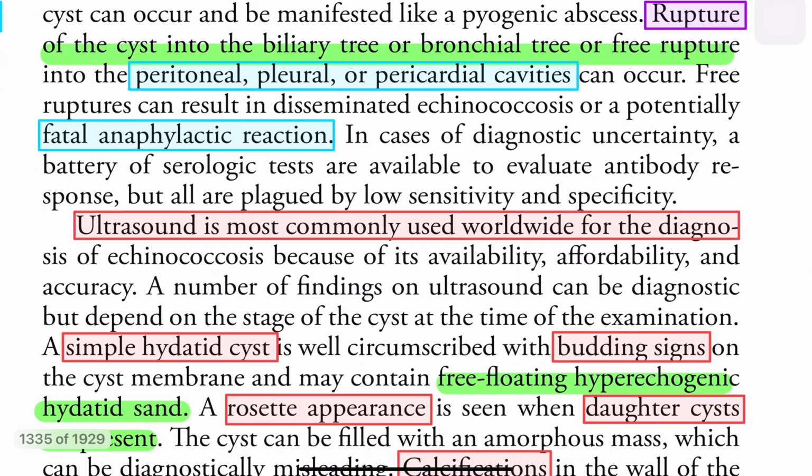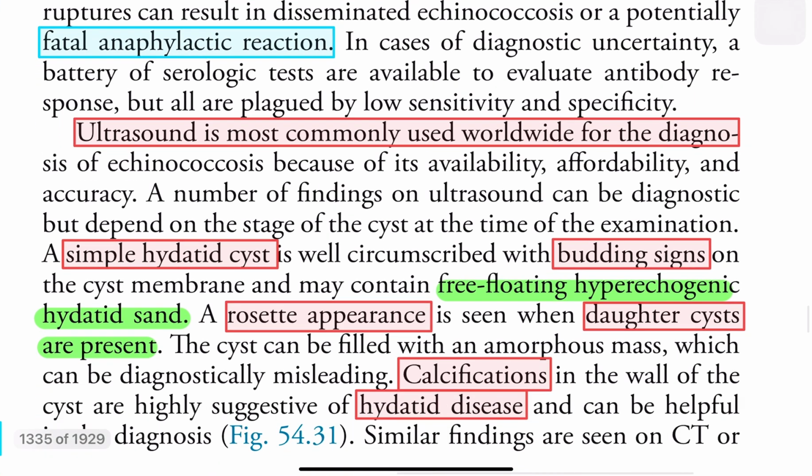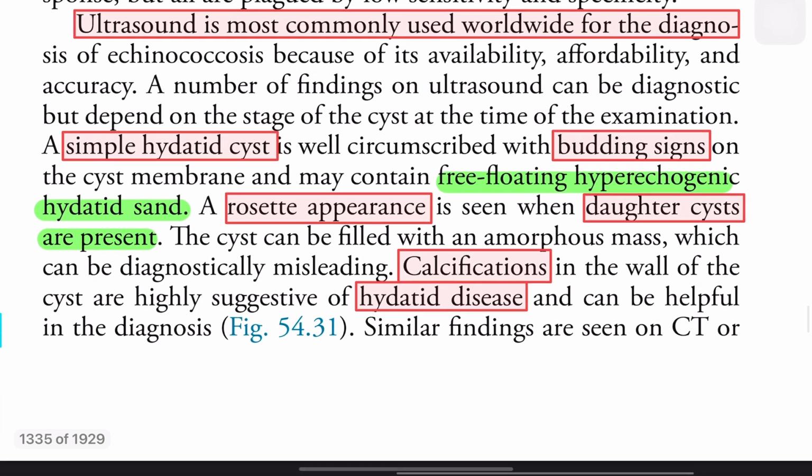And if it ruptures into the peritoneal cavity and so on, it can cause a fatal anaphylactic reaction. Ultrasound is most commonly used worldwide for diagnosis. In a simple hydatid cyst, the budding sign is present, so it contains free floating hyperechogenic hydatid sand. And rosette appearance is seen when daughter cysts are present. Calcification of the wall of the cyst is highly suggestive of hydatid disease.